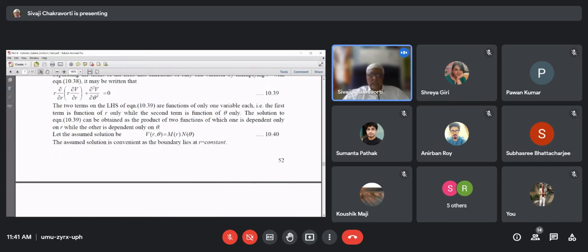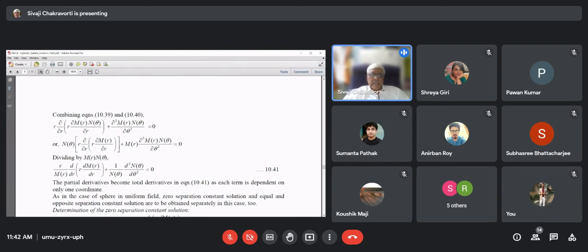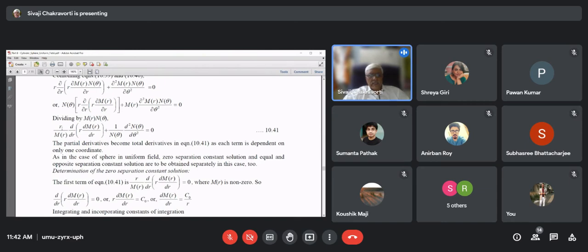10.41 is the equation that, when we separate it into M(r) and M(theta), the first term involves M(r), the second one is M(theta). So the approach is exactly the same as in the sphere. Then we say that part A is 0 and part B is 0, and we arrive at the solution, and ultimately find the final solution for this particular case, that A is equal to 0 and B is equal to 0, is this.